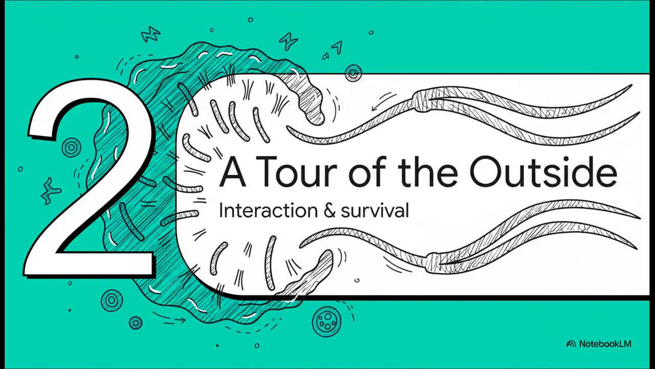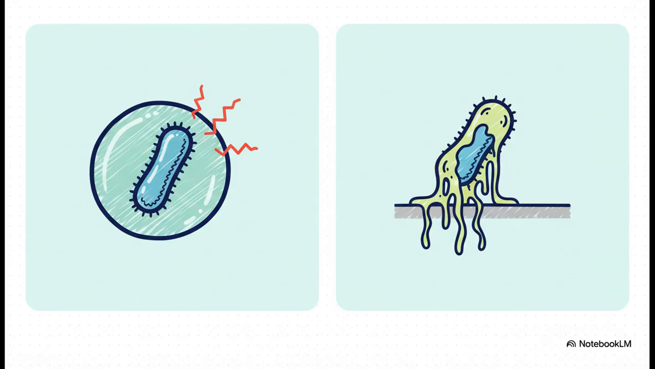Okay, tour's officially starting, and we're beginning on the outside of the prokaryotic cell. We're going to check out all the cool gadgets it has for moving around, grabbing onto stuff, and defending itself from a pretty hostile world. So a lot of bacteria rock this thing called a glycocalyx, which is basically a sugar coat. And it comes in two main styles.